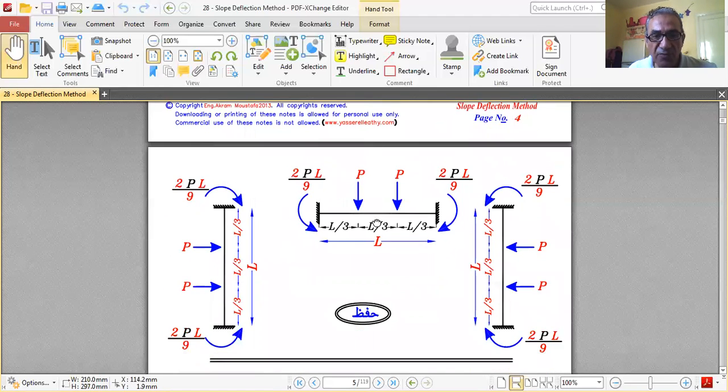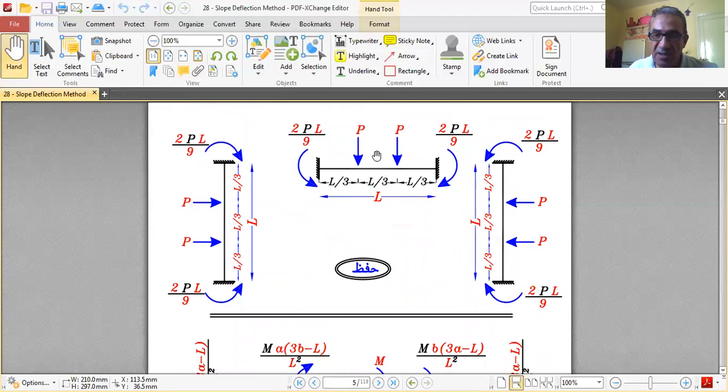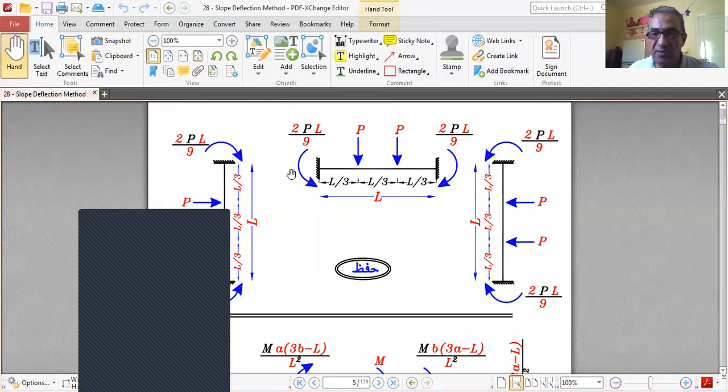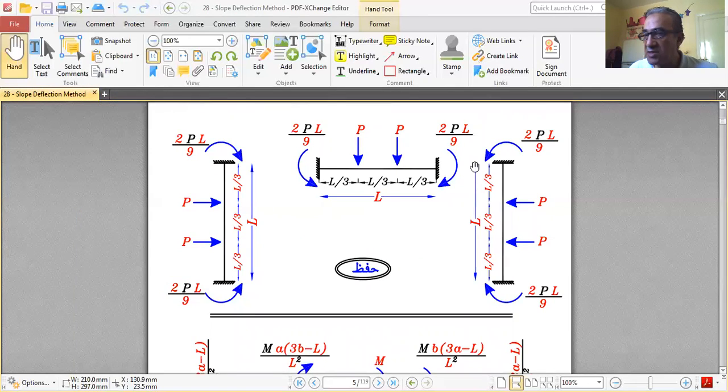Okay, what about fixed supports, and we have two loads, each one in the middle third? This one is one third from the left, and this one is one third from the right, or two thirds from the left. So we have two P's dividing the beam into three equal distances, L over 3, L over 3, L over 3. Total length is L. What is the fixed end moment for either a beam or a column?